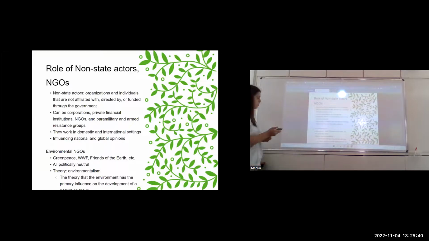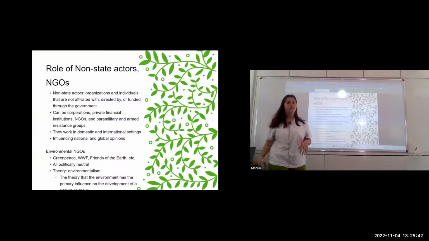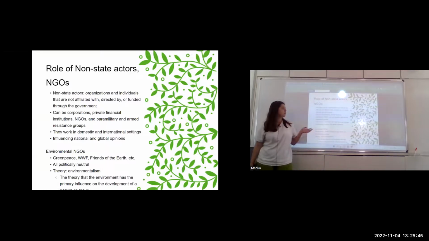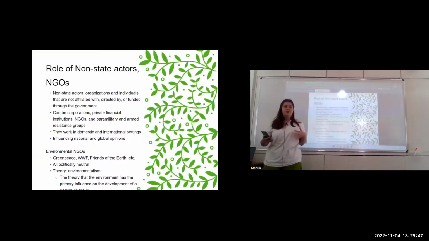Okay, so I'm going to talk about non-state actors' role in this environmental aspect, and NGOs. So first, I'm just going to define non-state actors, which include organizations and individuals that are not affiliated with, directed by, or funded through the government. And this includes corporations, private financial institutions, NGOs, paramilitary and armed resistance groups.